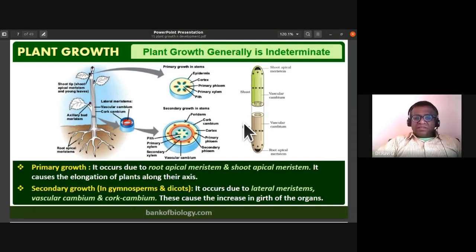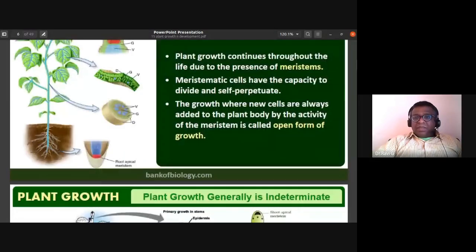Perpetuate, the literal meaning is to continue. So self-perpetuate means the capacity to divide and self-perpetuate means increase in their number. Meristematic cells, it is an automated process. Self-perpetuate, self continuity and self-increase. It implies divide and self-perpetuate.